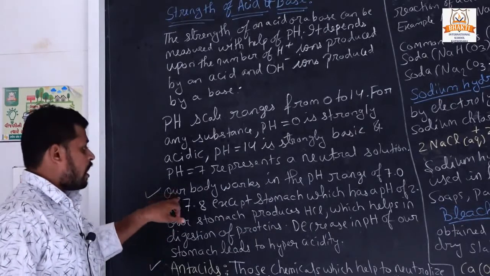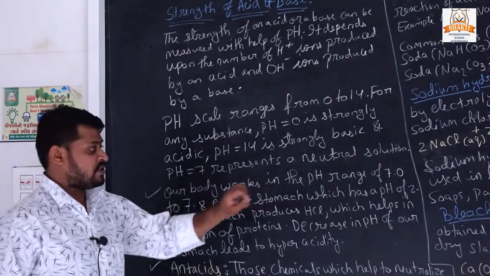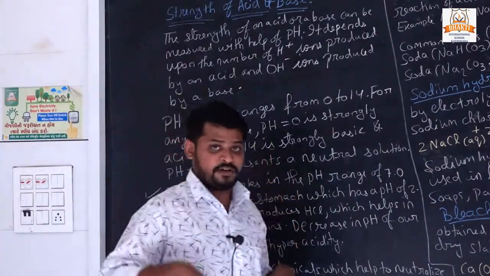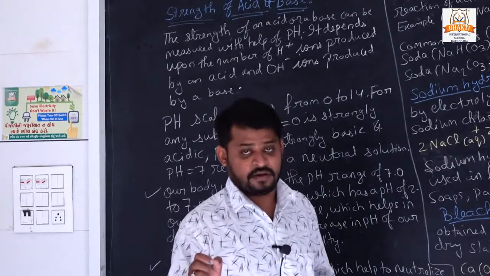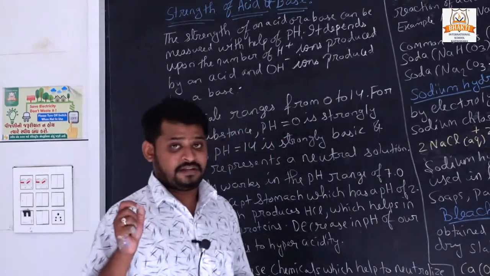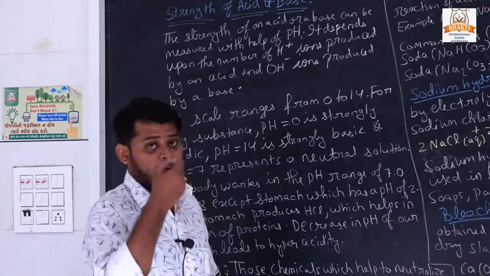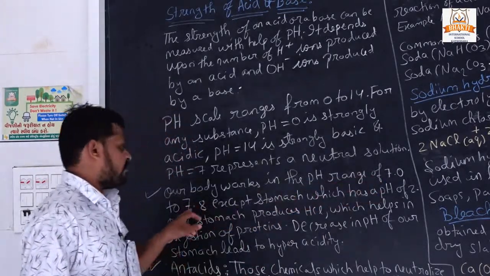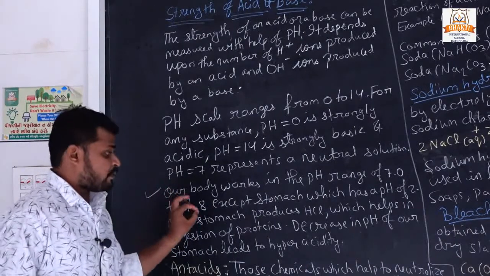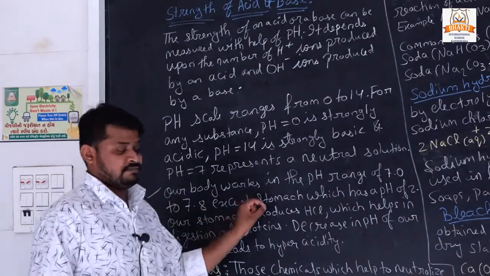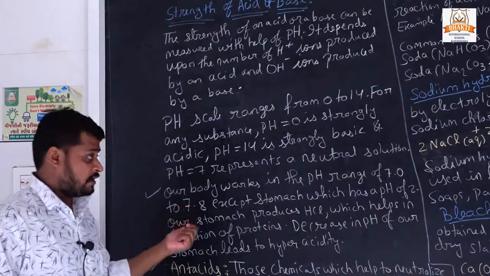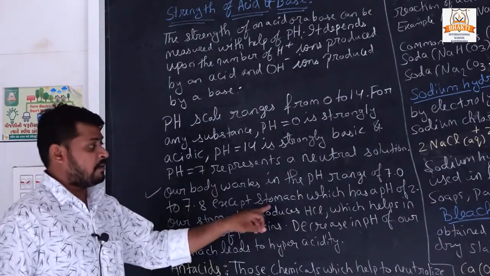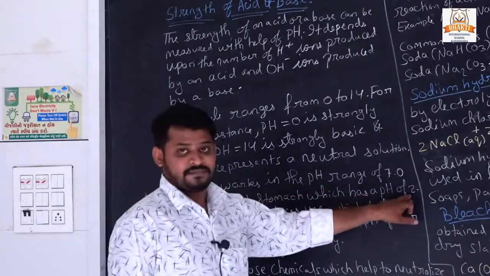Our body works in the pH range of 7.0 to 7.8. Our whole body has a pH value. All the organs have their own pH value, and the whole body pH is between 7.0 and 7.8, except the stomach, which is not included, because the pH value of the stomach is 2.